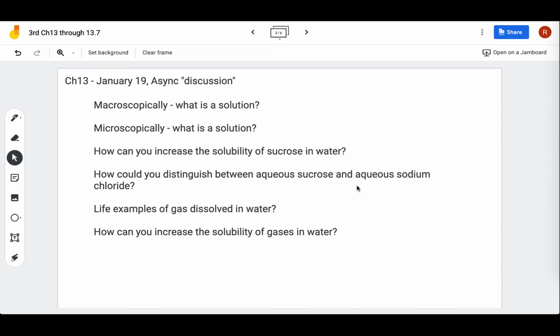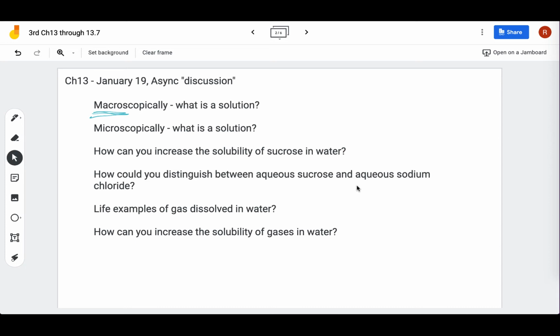So anyway, let's talk a little bit about some of these concepts from your molarity unit that you were supposed to pick up on last night. So first, macroscopically, and again, macro means large scale, visible to the eye. So macroscopically, what is a solution? What are some ways we can describe a solution?